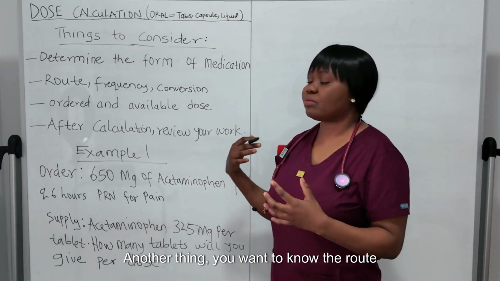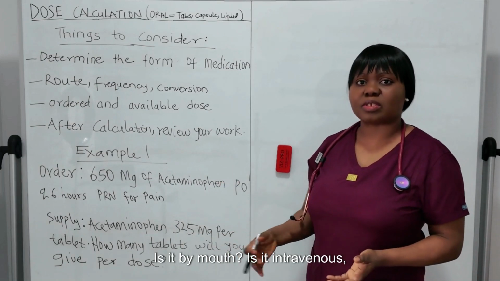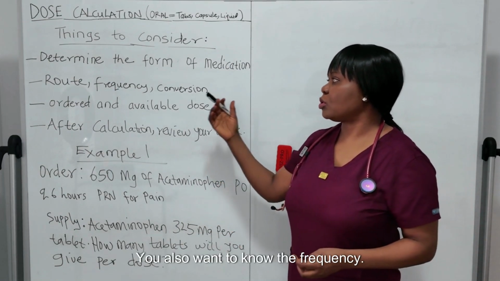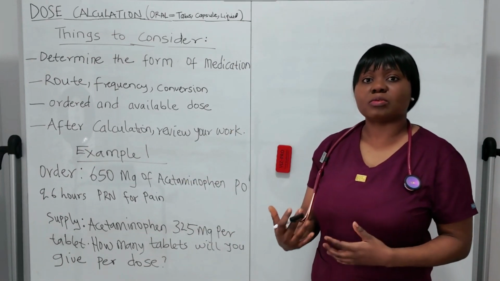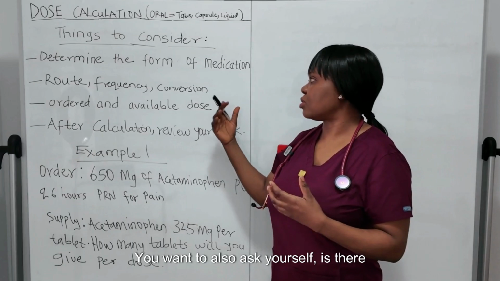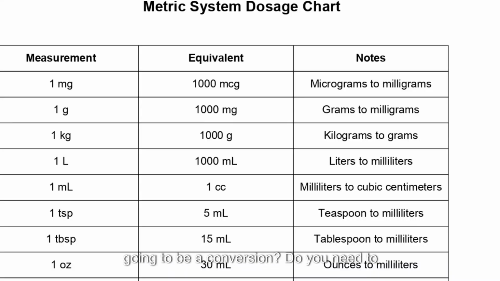Another thing, you want to know the route of administration. Is it by mouth, is it intravenous, intramuscular, subcutaneous, and all that. You also want to know the frequency. How often do they want you to give this medication? It's going to help you with the calculation. You want to also ask yourself, is there going to be a conversion? Do you need to convert from one unit to another?